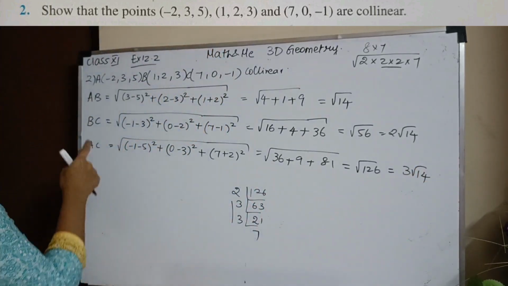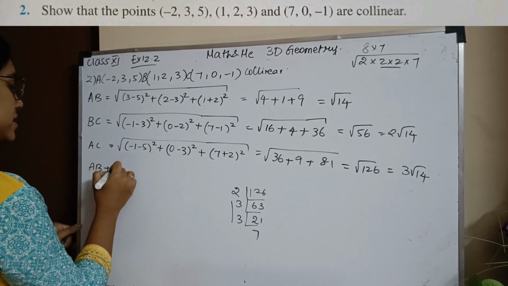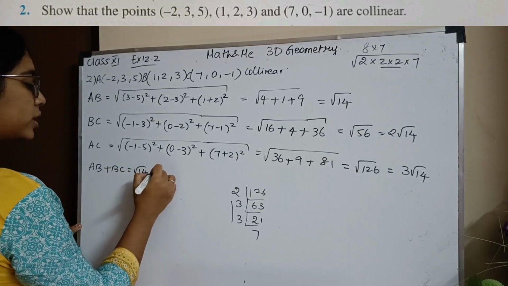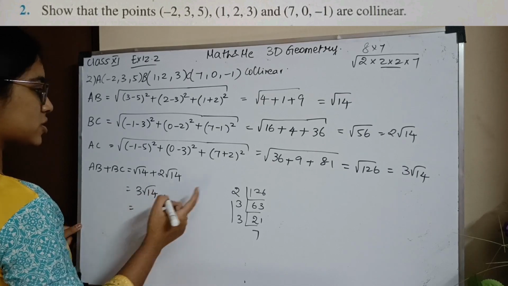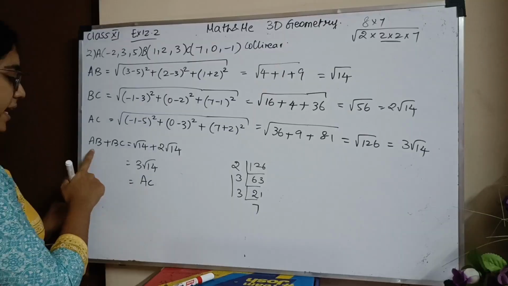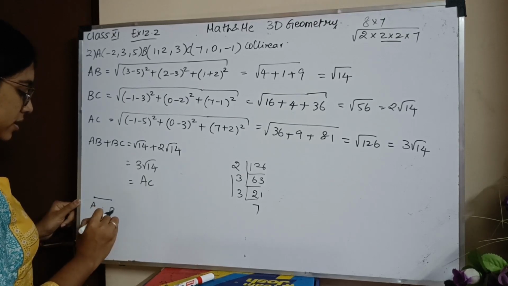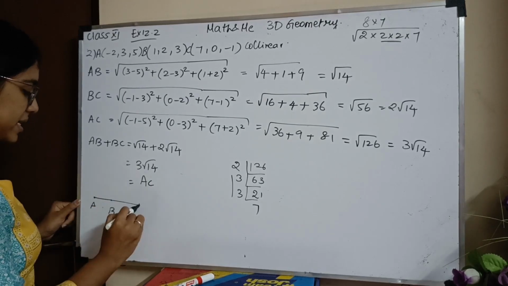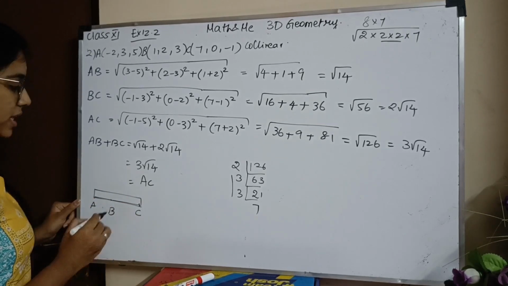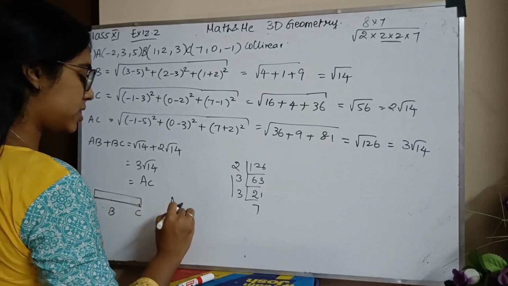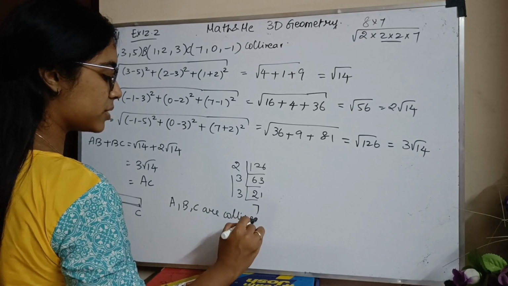Okay. So what do I see? AB plus BC equals AC. Correct? So AB plus BC, which is equal to root 14 plus 2 root 14 equals 3 root 14, which is also equal to AC. So AB plus BC equals AC. So if I add these two, I'm getting AC. Correct? So this means they are collinear. So A, B, C are collinear. Okay, it is very similar to the example question.